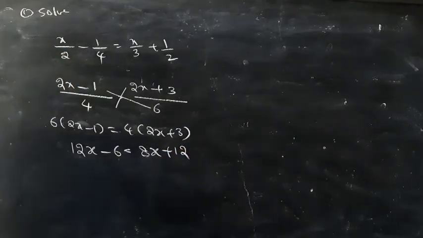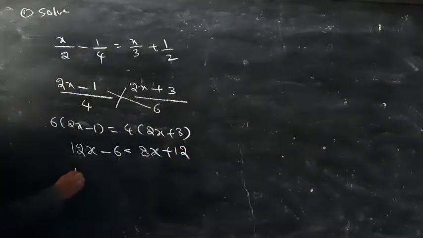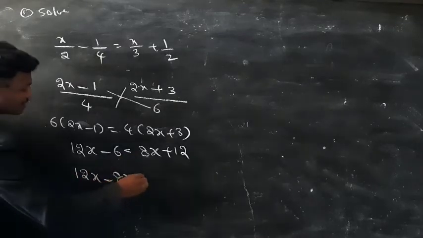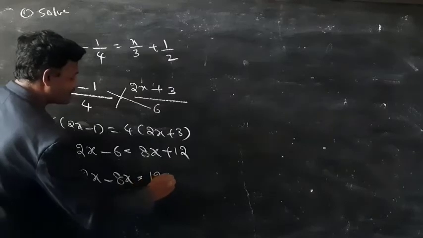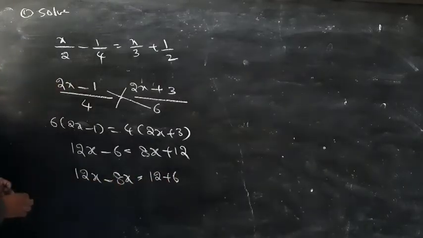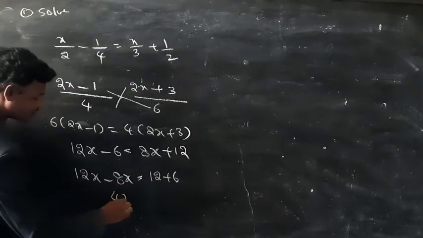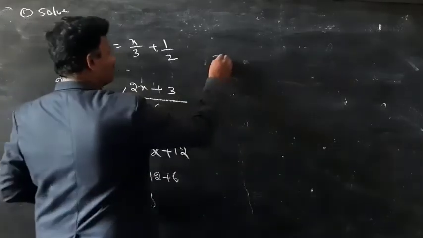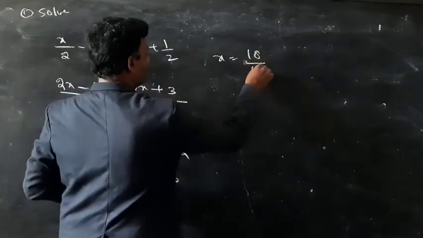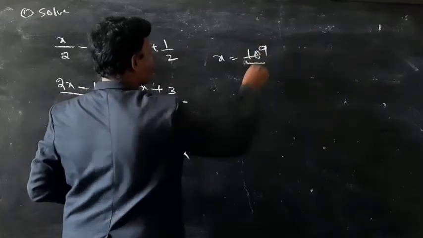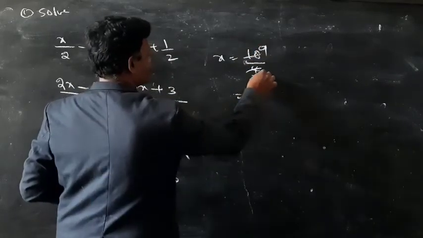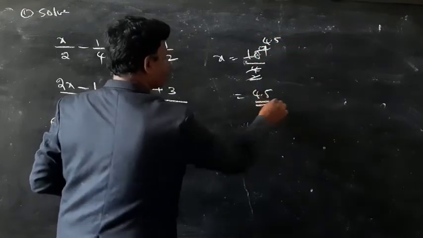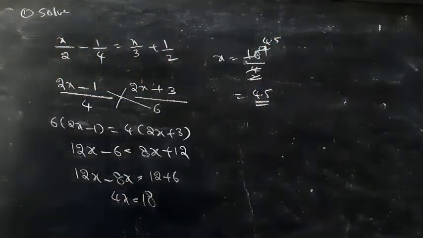Now I am taking like terms to one side. 12x minus 8x is equal to 12 plus 6. 12x minus 8x is 4x, equal to 18. Then x is equal to 18 by 4. 2 1s are 2, 2 9s are. What is the value of x? x is nothing but 4.5.